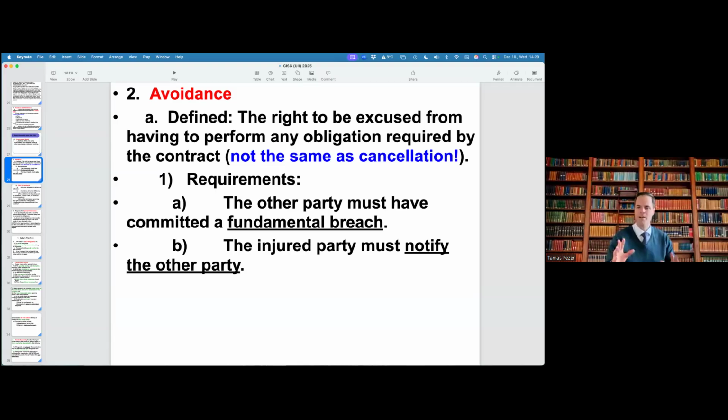So remember, fundamental breach, instant avoidance. Non-fundamental breach, avoidance only comes after an additional period of time given to the breaching party to comply with the performance obligations. Okay, sir. So you may translate it if you want.